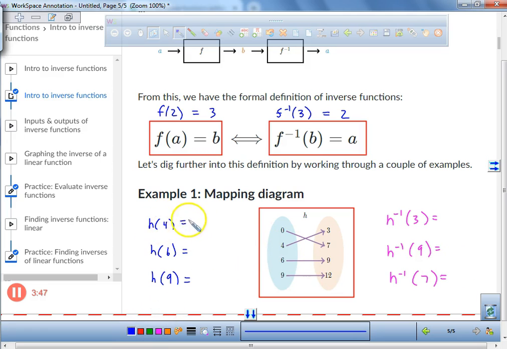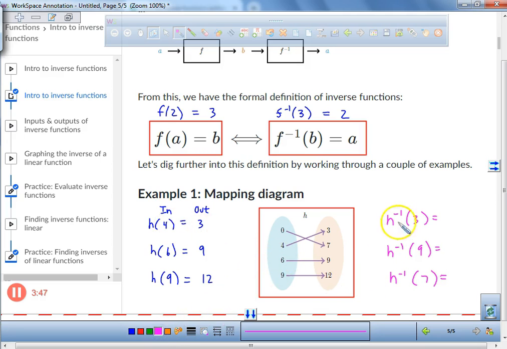H of 4. Well, this is your input, right? And if we have a 4, it leads to the output of a 3. H of 6, 6 leads to a 9. And H of 9, 9 leads to a 12. So this is what you're used to dealing with in function notation. These are your inputs, these are your outputs.